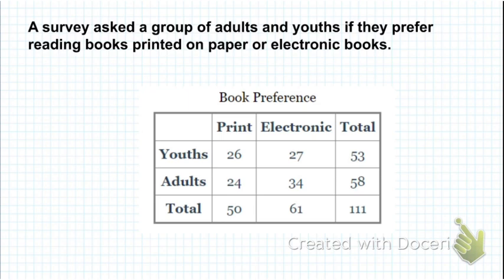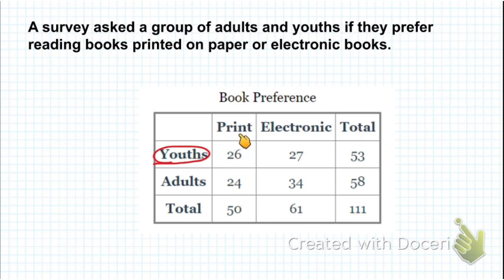If we look at this example, the first row is youth. Everything about the youth is going to be within this first row here that we can see. The next row is going to be adults. So everything in this row talks about adults. This last row here is going to be our total that we have for the two categories.